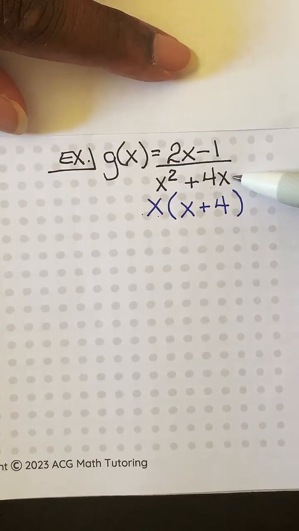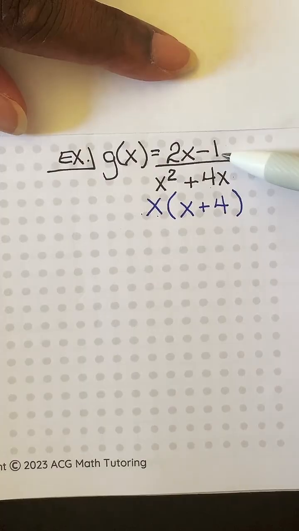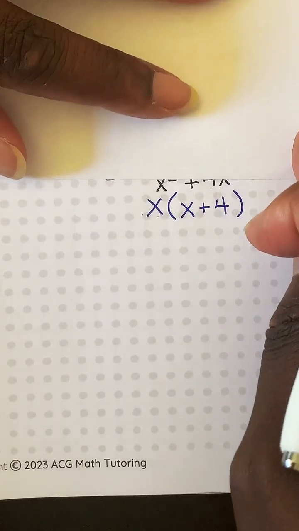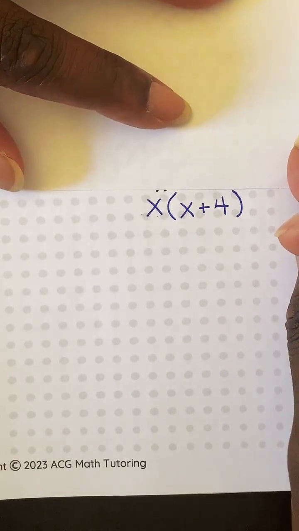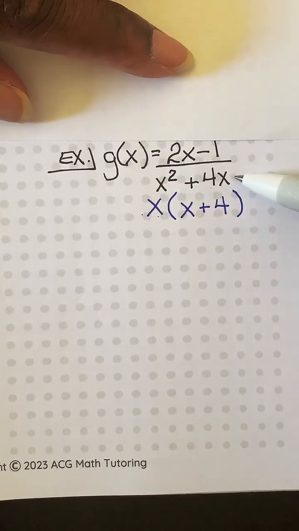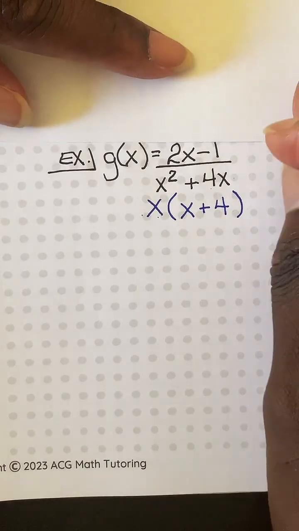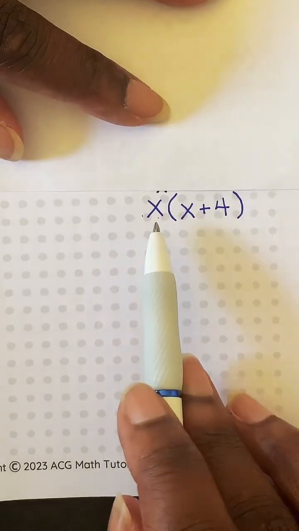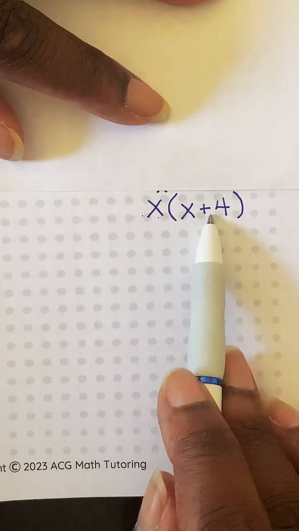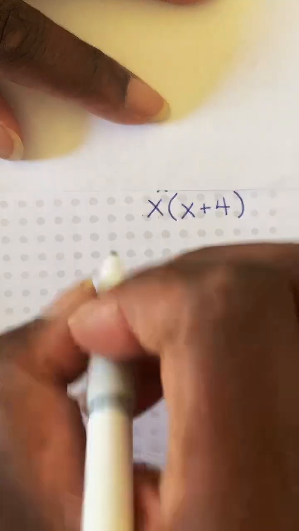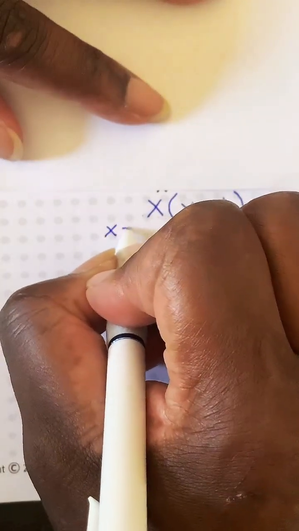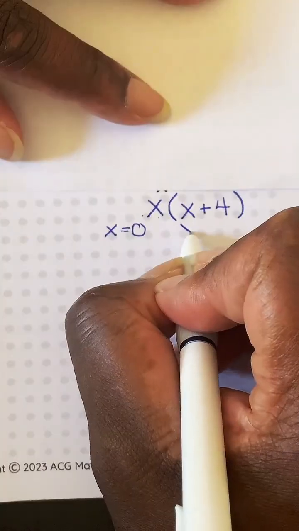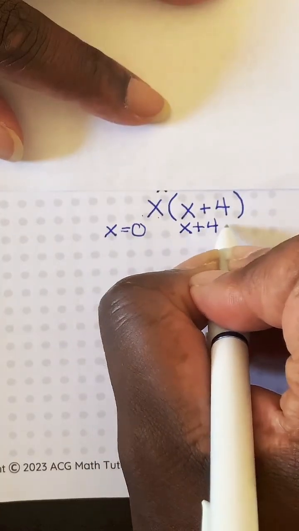Then I take a look to see if I can cancel anything out, which I can't, because 2x minus 1 is completely different from x plus 4. So now we're dealing with these two factors. Just like we've been doing before, we want to know when the denominator is going to equal 0. Since it's already factored, we just set these two factors equal to 0. So one is x equals 0, and the other equation is x plus 4 equals 0.